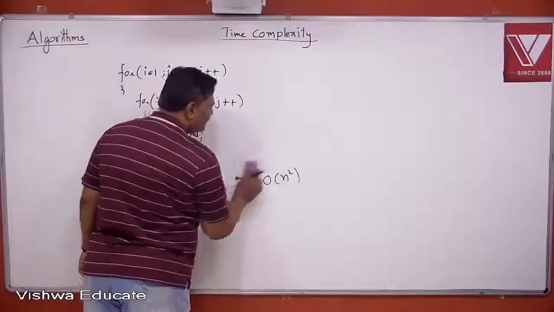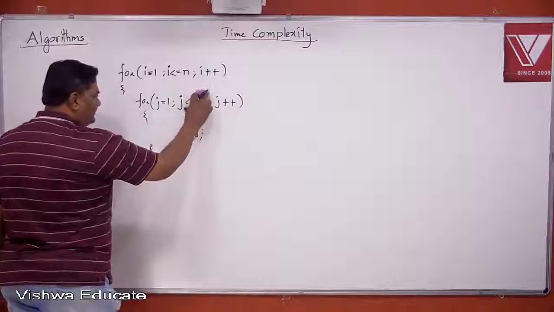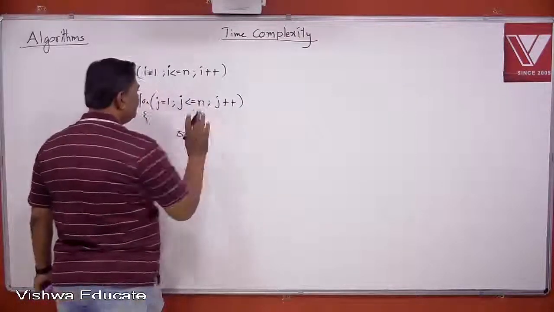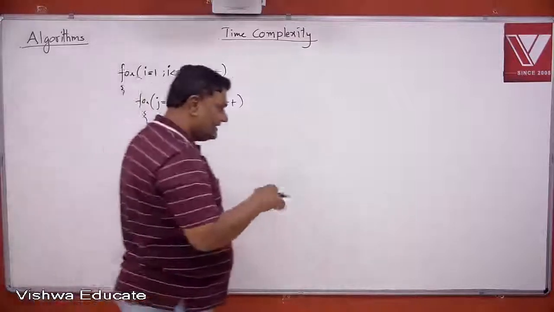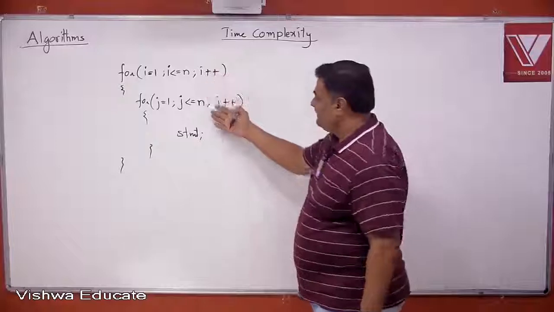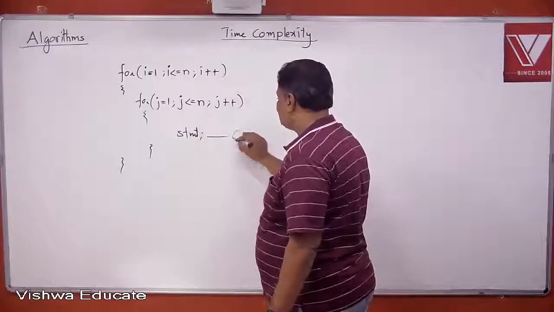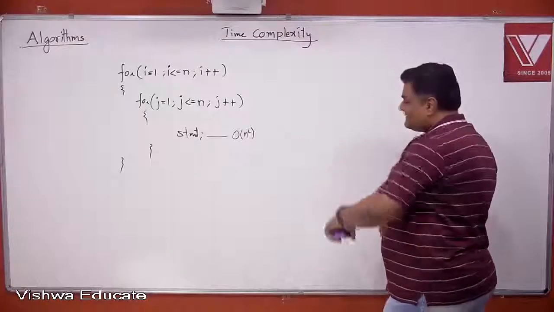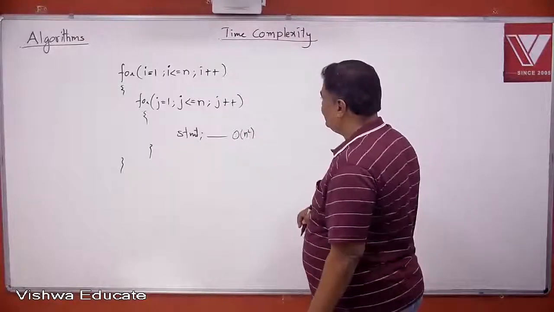Next, I'll make a change here. I'll put the same thing. Then I'll show you something from this. Then I'll make a change and explain, right? Already the previous one, we know that this is order of n square. Now, let us trace this and find out it is n square.